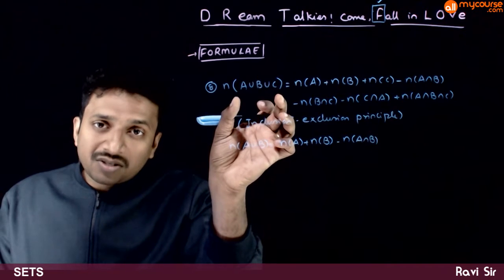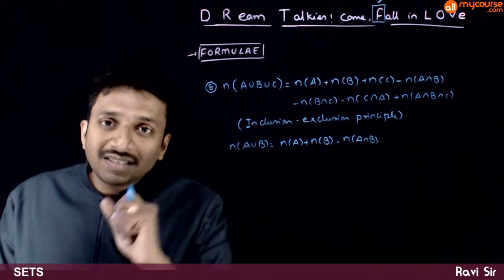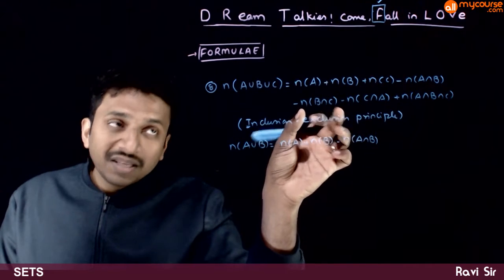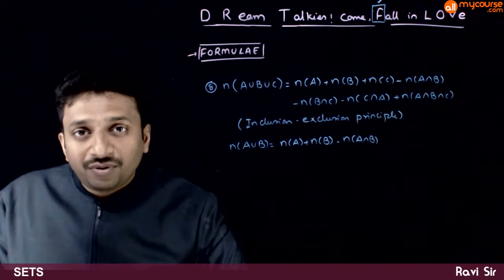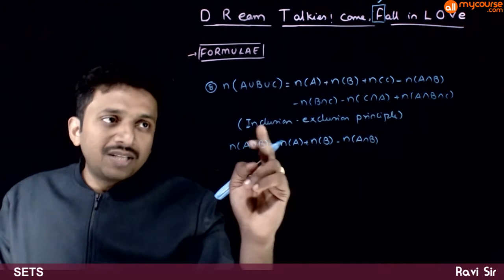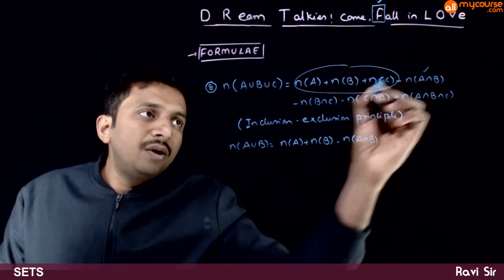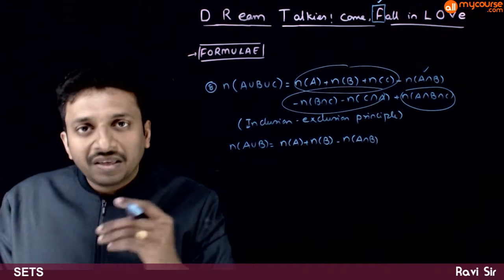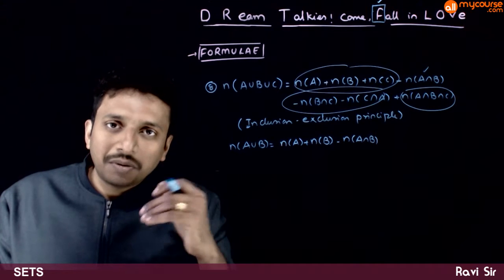Similarly, if you have four sets, this general formula works. You need to add the number of elements in single sets, minus the number of elements in double intersections, plus the number in triple intersections, minus the number in the four-set intersection. So you have a plus minus pattern here. That's why this is called the inclusion exclusion principle. You include these, you exclude the intersections, then you include the next intersections, and if there are more sets, you exclude the next intersection, and so on.